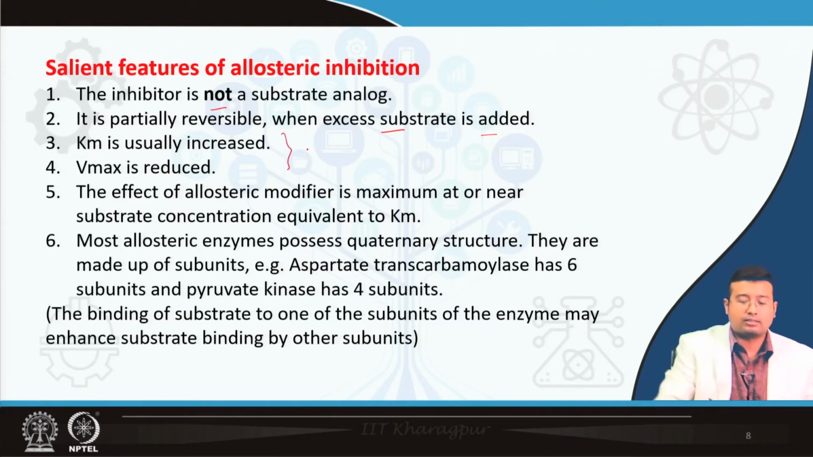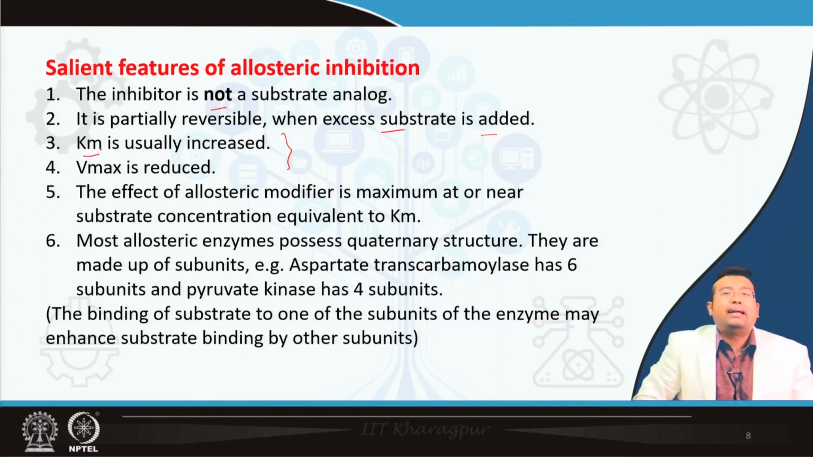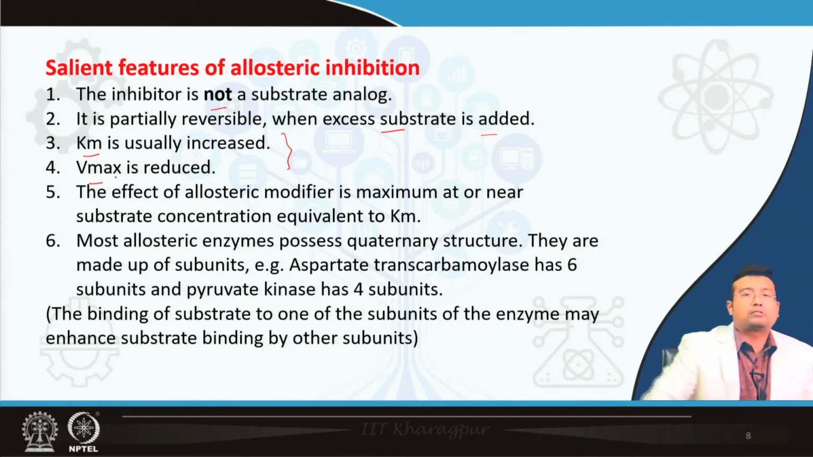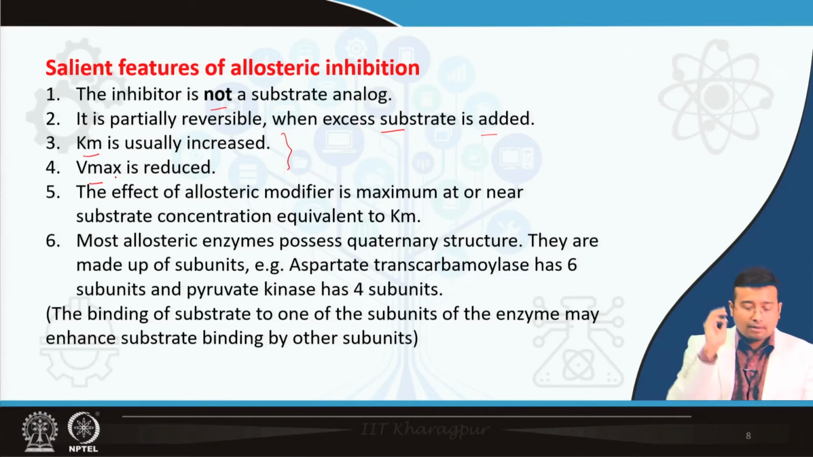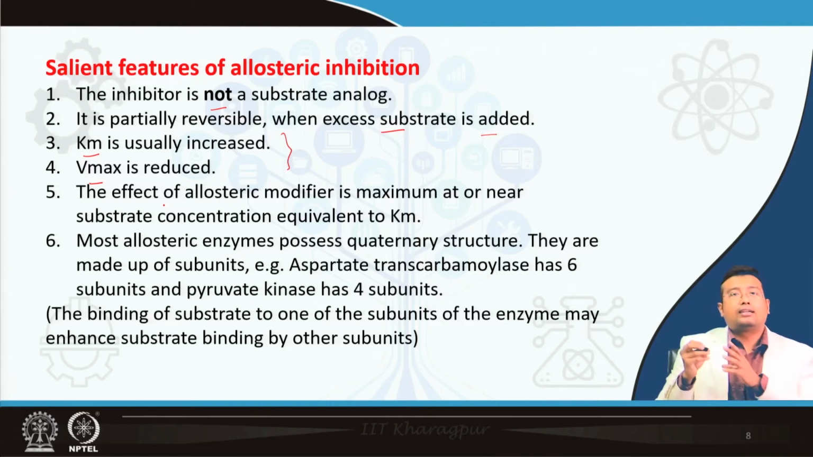Two changes I have mentioned: Km is usually increased and Vmax is reduced. Again, homework for you. I'll tell you, Km is the Michaelis-Menten constant, and Vmax, as I told you in the previous plot, is the maximum velocity of an enzyme substrate reaction. So, it is for you, we can discuss in the live sessions. It's up to you to find out what the Michaelis-Menten equation is and learn what Km and Vmax are. Okay. The effect of an allosteric modifier is maximum at a substrate concentration near Km.